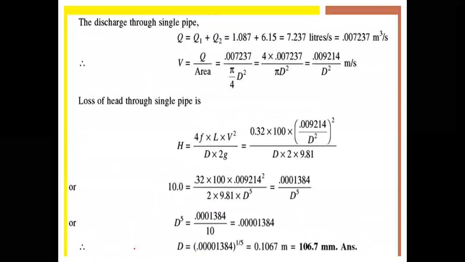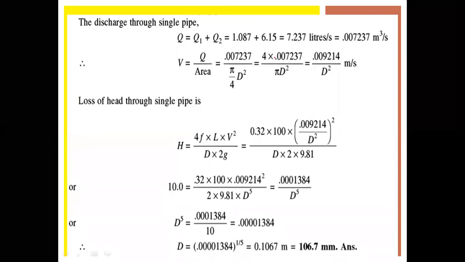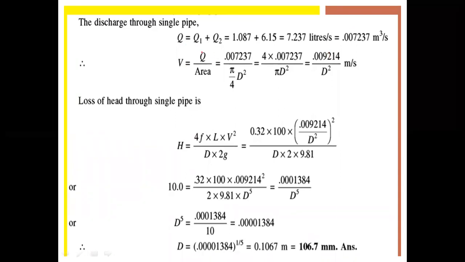Therefore, the discharge through the single pipe, Q, is equal to Q1 plus Q2, that is equal to 1.8 plus 6.15, that is equal to 7 liters per second. Now basically velocity is equal to Q by area. Then what is the Q here? Capital Q is equal to this value. So once we get this value, based upon this Q information, we take the formula V is equal to Q by area. Okay.